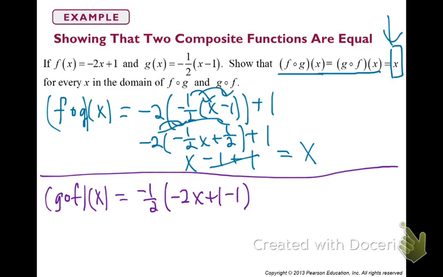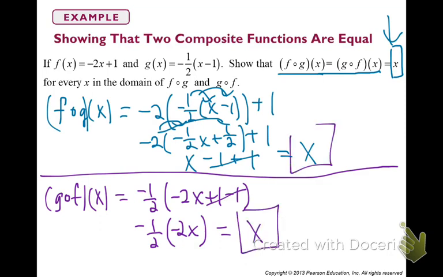You see what's going to happen here? What's going to happen inside the parentheses? The 1 and negative 1, they're out, right? So they cancel. So you have left a negative 1/2 times a negative 2x. What's a negative 1/2 times 2x? 1x. And there you go. See how it works?